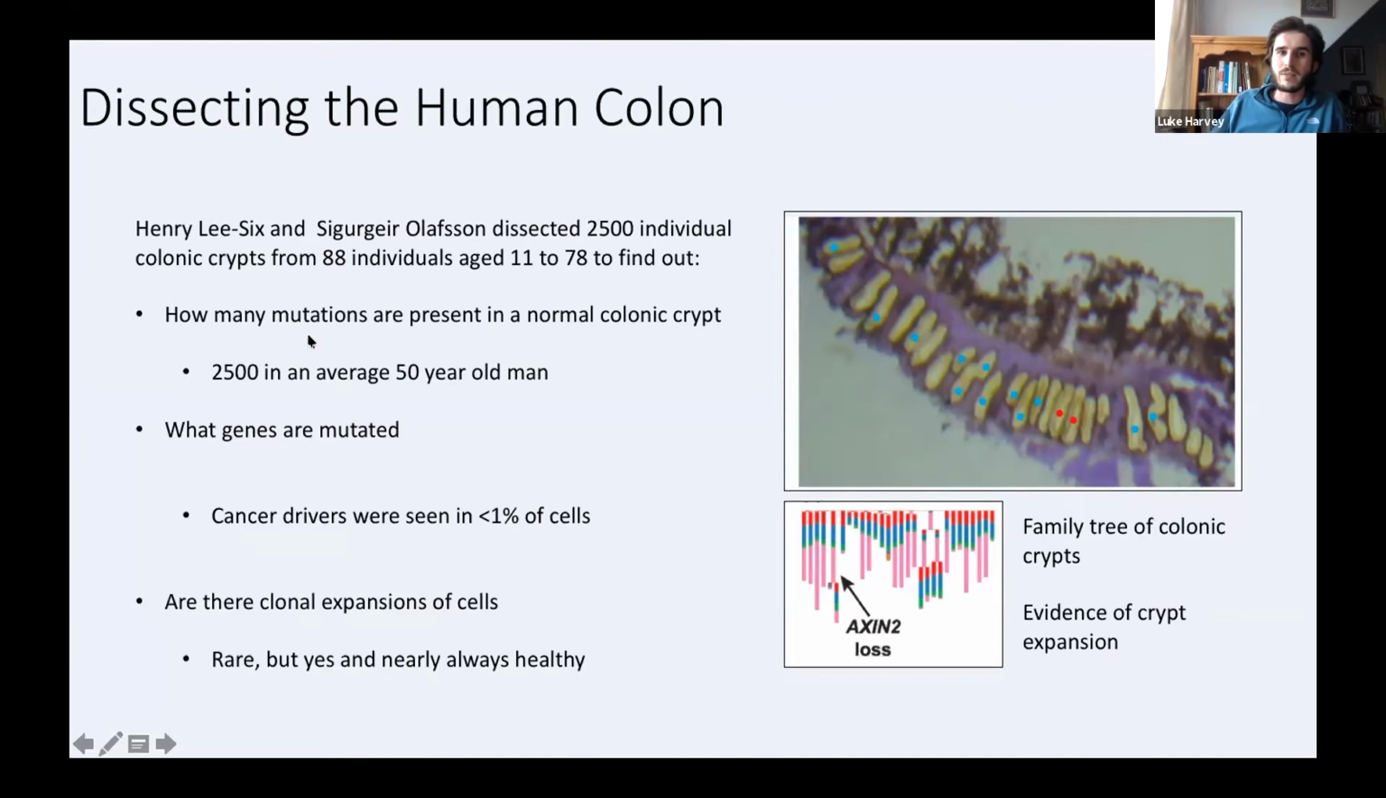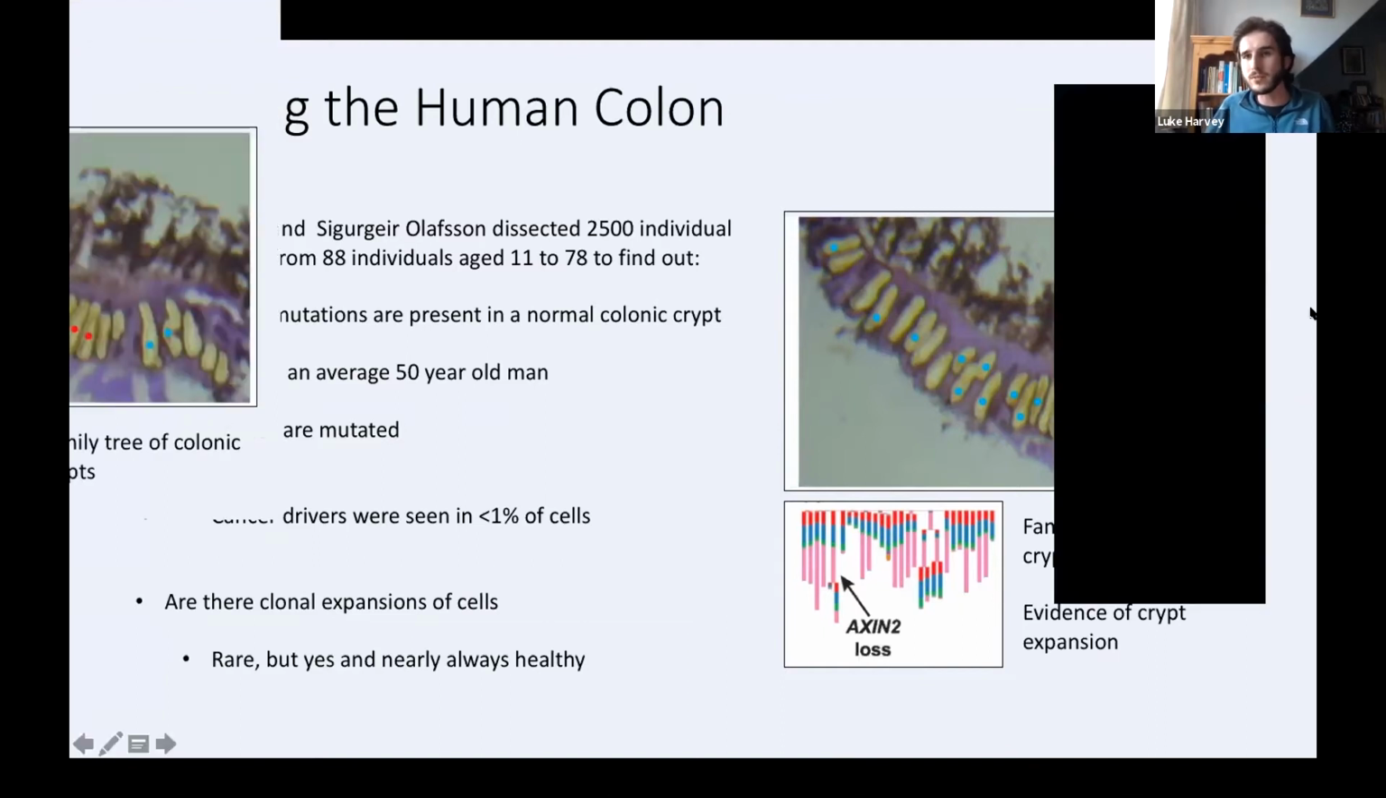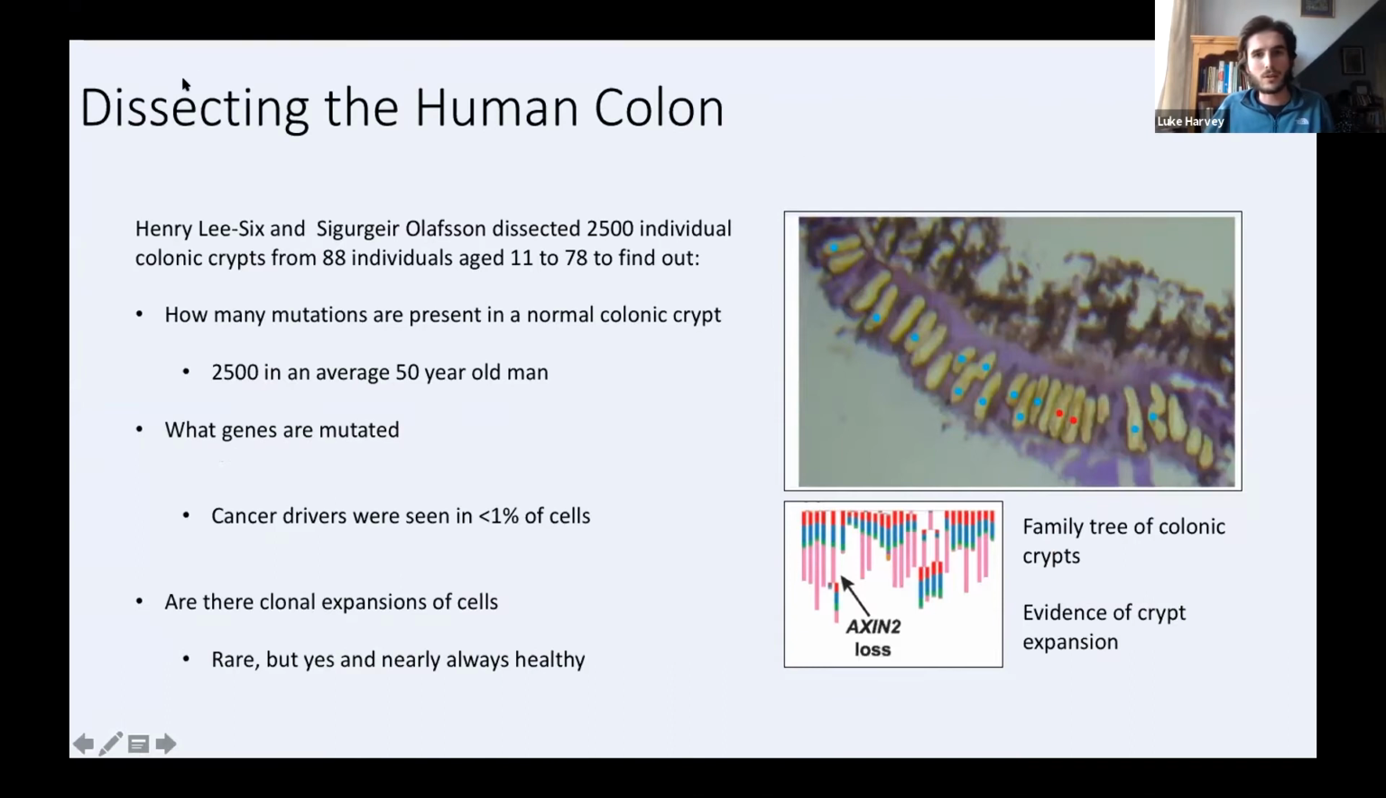So what we found out is in a 50-year-old man, there's roughly 2,500 mutations in each colonic crypt. Driver gene mutations were very, very rare. In less than 1% of the cells did we see any sign of a cancer driver appearing. And clonal expansions, these signs of evolution, were equally rare. We didn't really see them occurring in the colon.